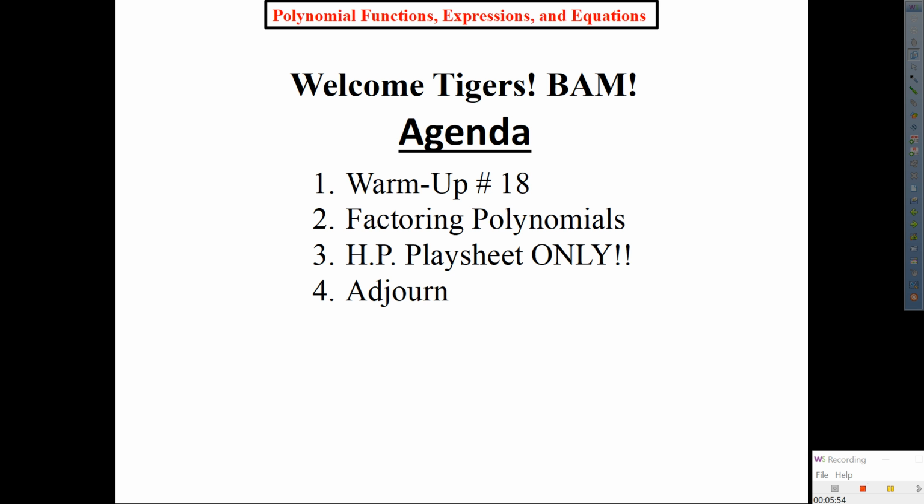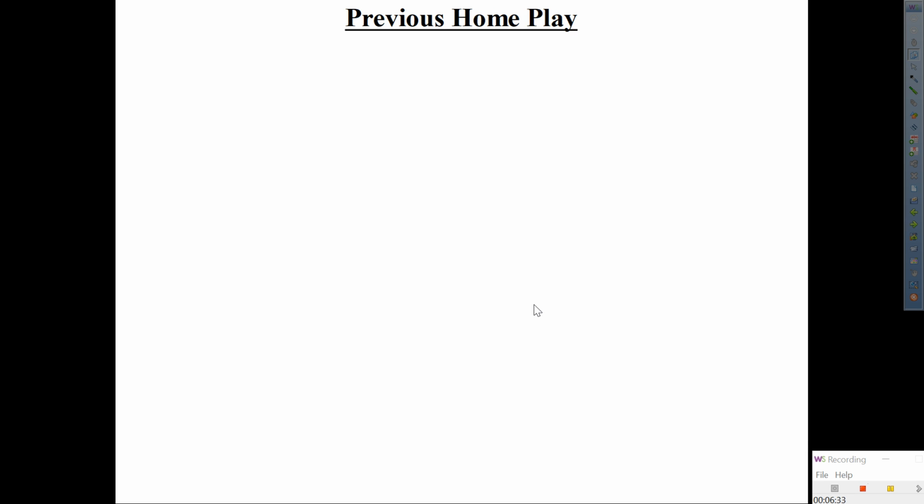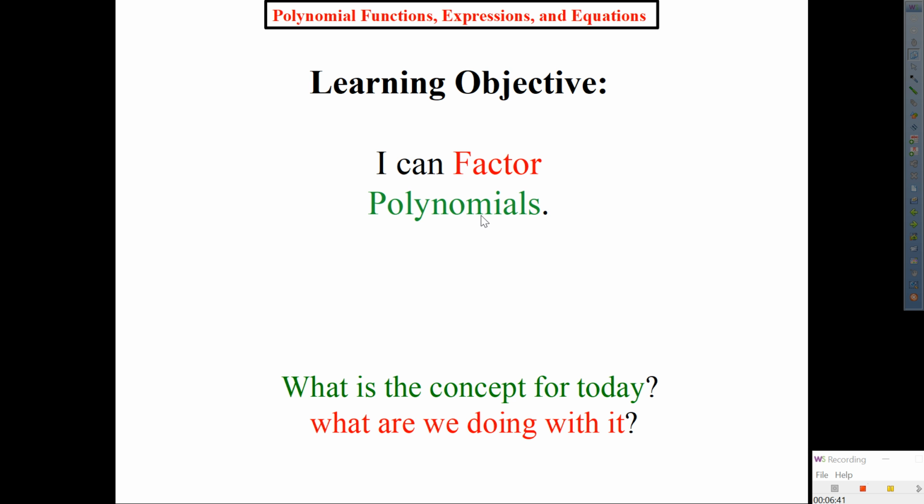All right? So, no Nearpod code. There wasn't any home play over the weekend, but for tonight, it's only 10 problems for a play sheet. It's already there in the module for polynomials in your Canvas. So get a Cornell note ready, please. Our objective for today: I can factor polynomials.